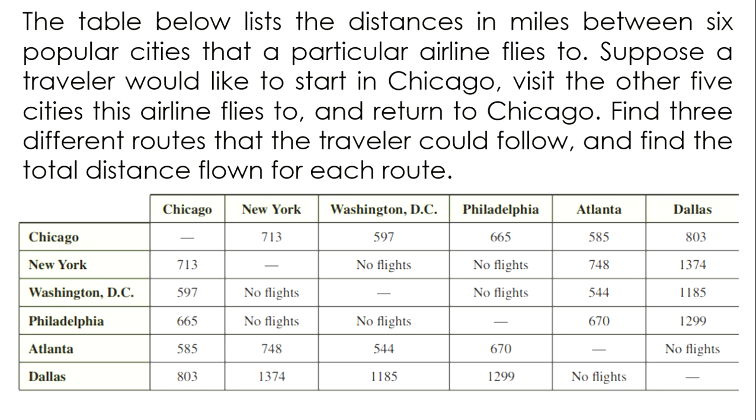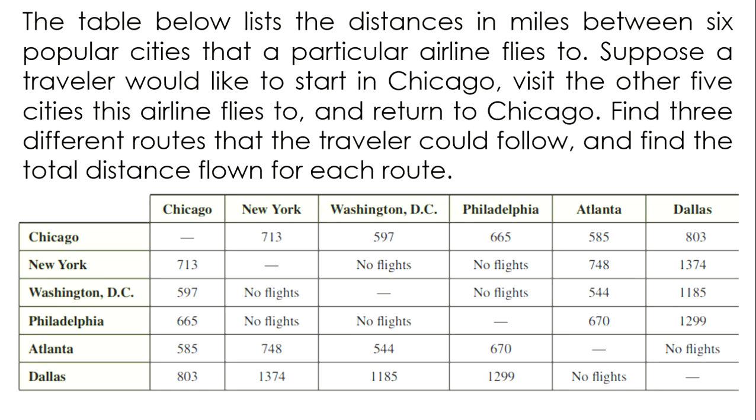So you're going to identify. We can graph it first. Let's graph it first, then let's try to identify different routes. As you can see here, all we need to do is just visit all the cities.